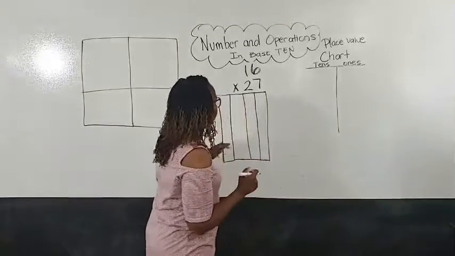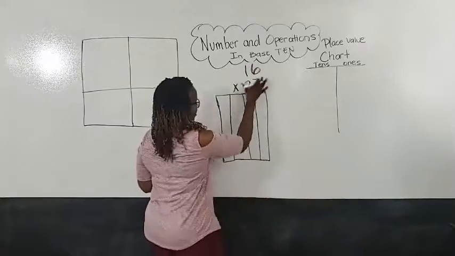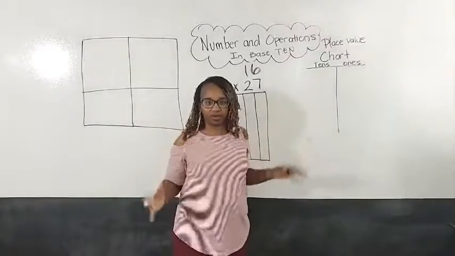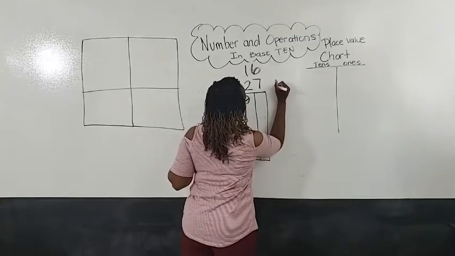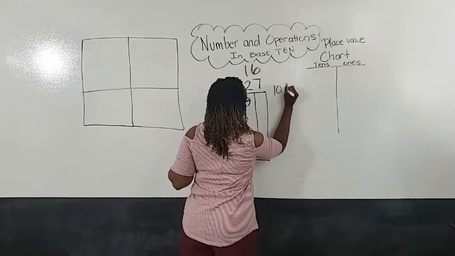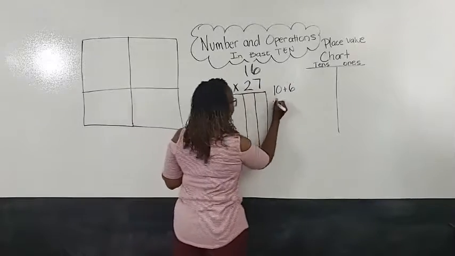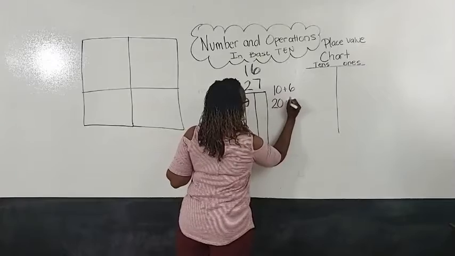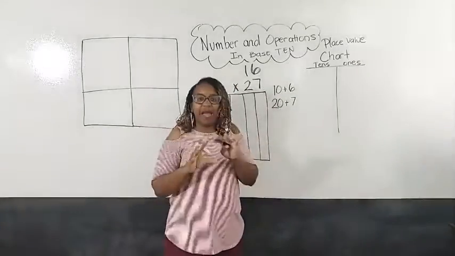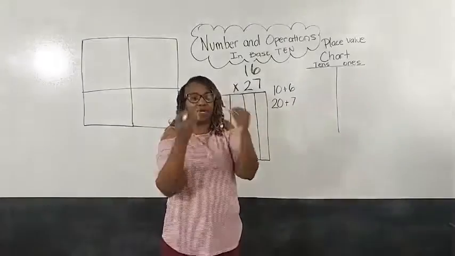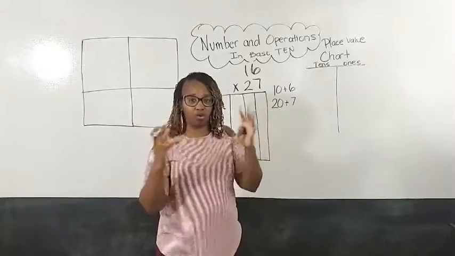All right, so let's look at it here. First, what I want to do is I want to break down these numbers so that they're not so scary, right, to me. So what I want to do with 16 is I want to show it as 10 plus 6. And I want to show 27 as 20 plus 7. Okay? Because these numbers don't seem as scary to me because I'm breaking it apart and it's not so big and I'm not going to get overwhelmed.